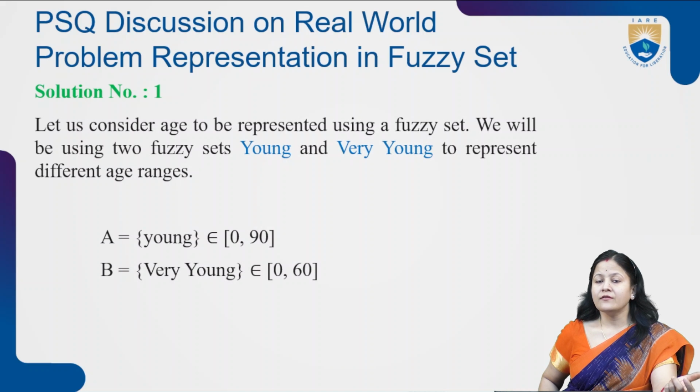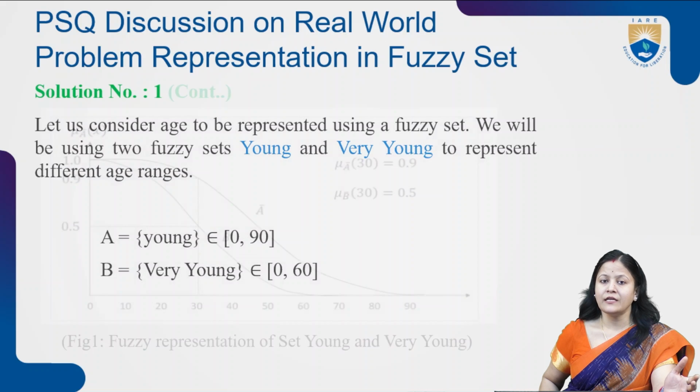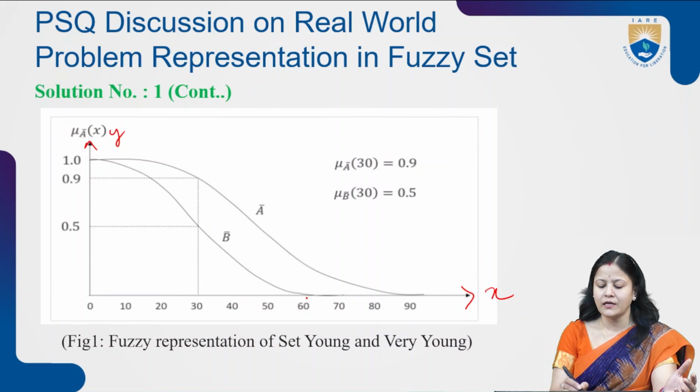One is 0 to 90, another one is 0 to 60. So max age is 90. So that is what all the ages we have considered here in the x-axis: 0, 10, 20, 30, 40, 50 up to 90. And the y-axis represents the membership values. Normally the membership values are represented with the mu symbol. If the set is A, then its membership value can be represented as mu A tilde of x, within brackets the value of x. That value we will find out, the membership value of that point.